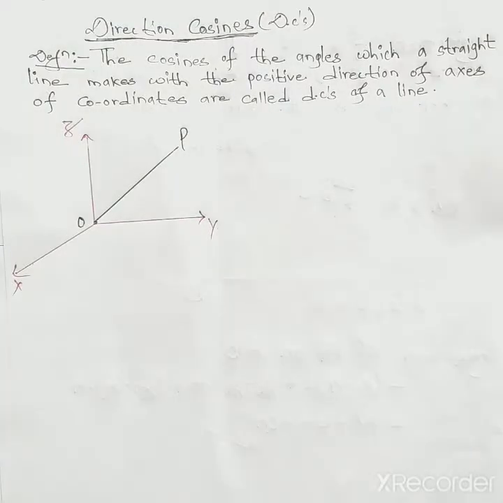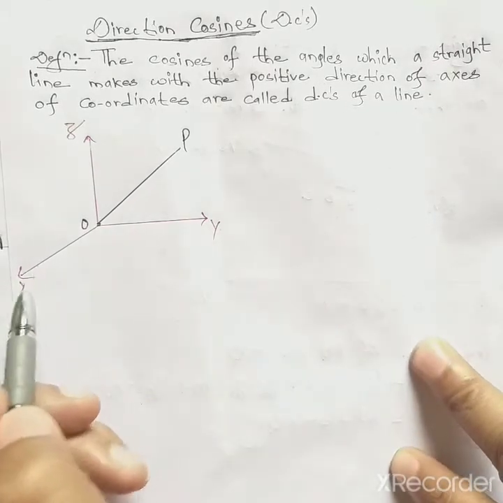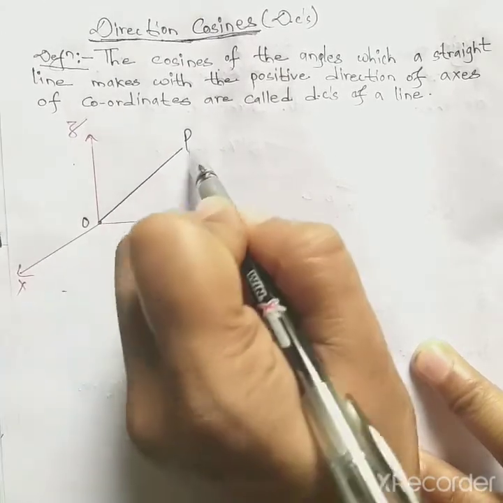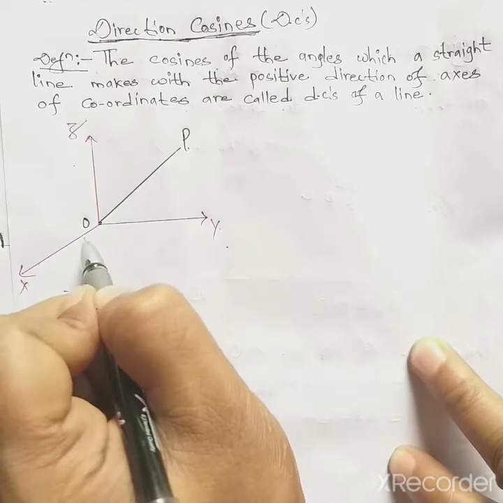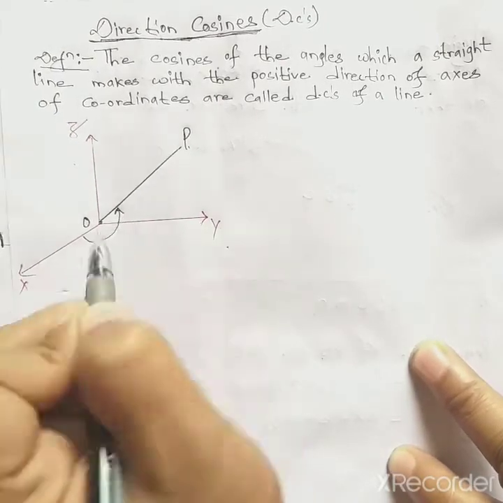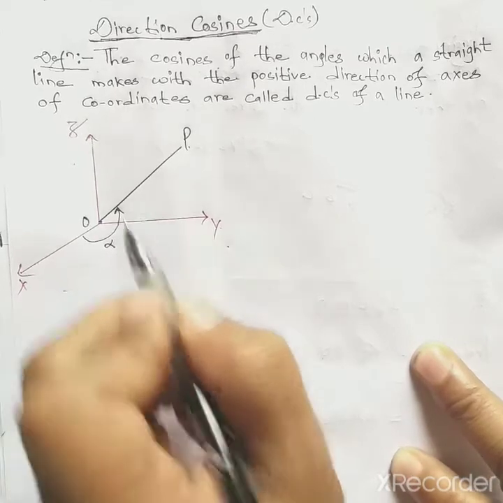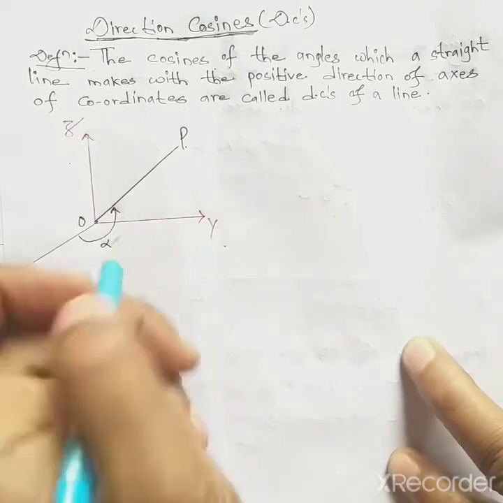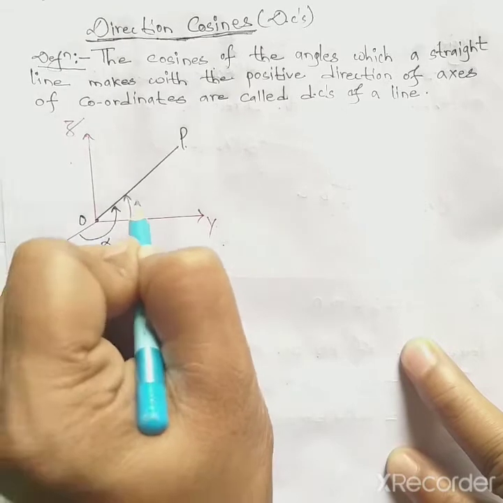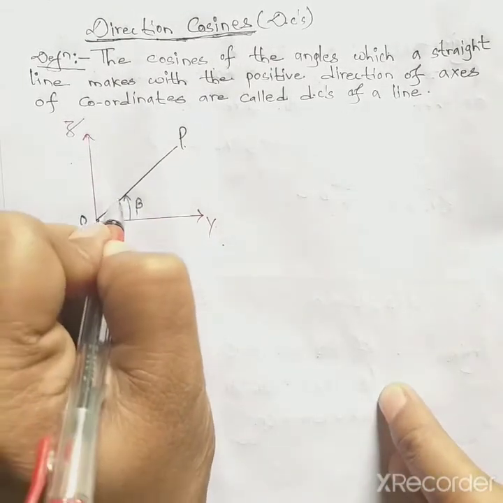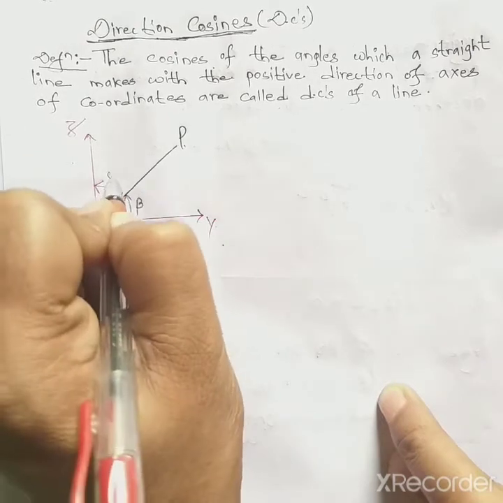Hello there. In this video, we will discuss direction cosines and direction ratios. At first, for direction cosine, let us take coordinate axes x, y, and z. Let OP be any line which makes an angle alpha with the positive x-axis. Just be careful, positive x-axis, and it makes an angle beta with the positive y-axis, and this line makes an angle gamma with the positive z-axis.